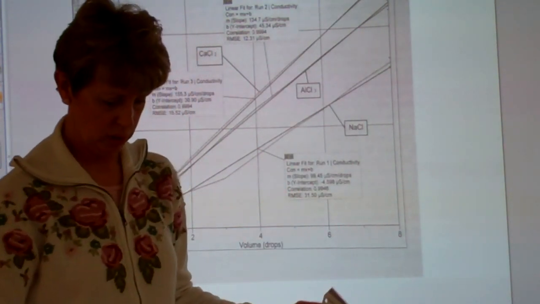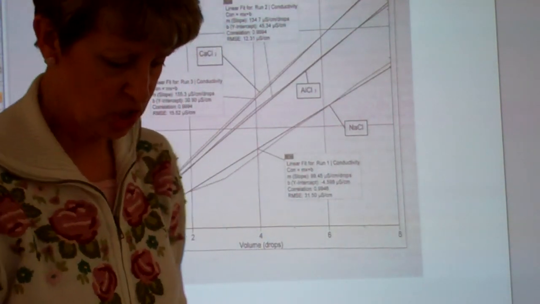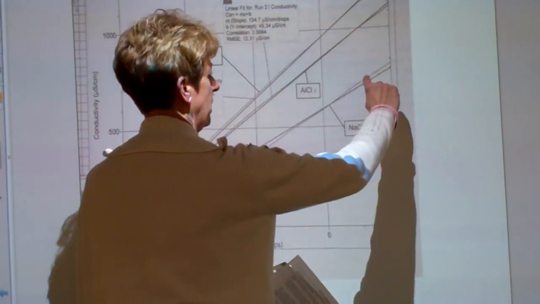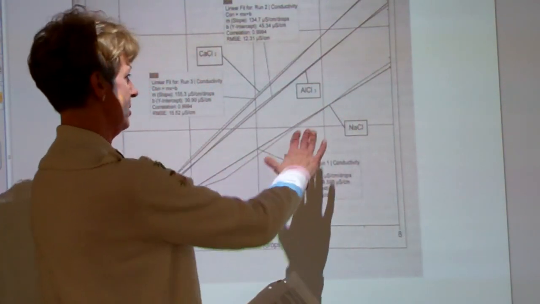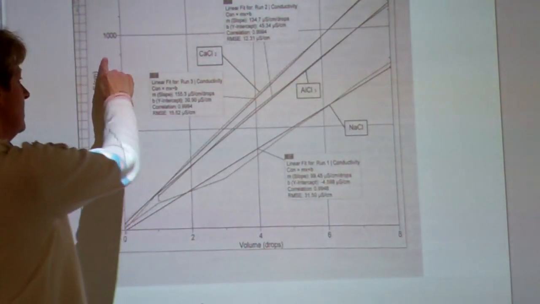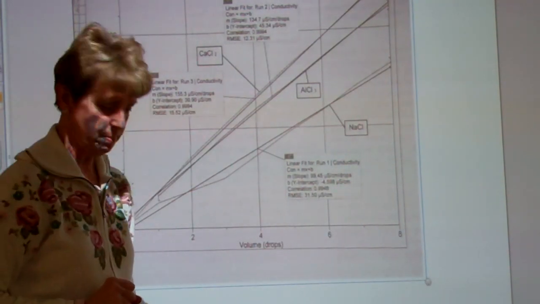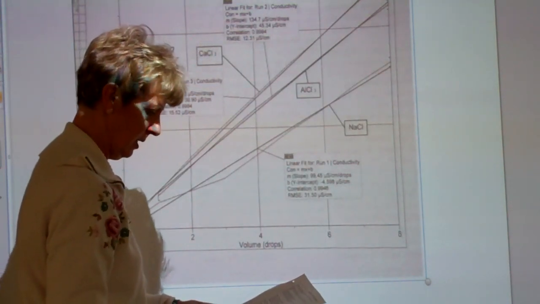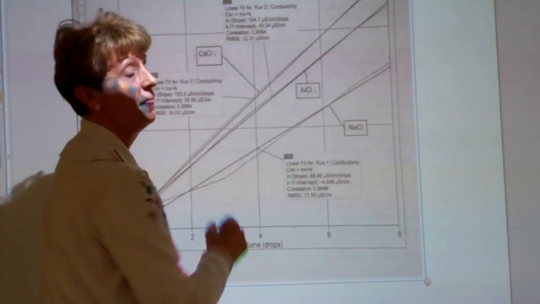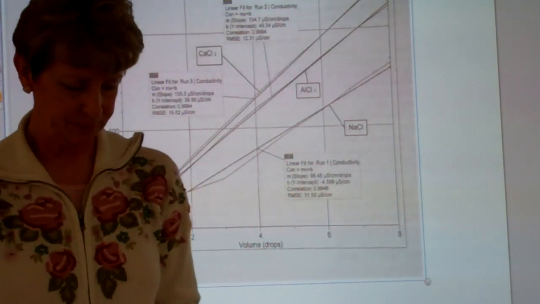Question number 2. Describe the change in conductivity as the concentration of sodium chloride was increased. I think it's pretty obvious. As the concentration increased, your conductivity, again measured in microsiemens, increased. What kind of mathematical relationship? That would be considered direct.